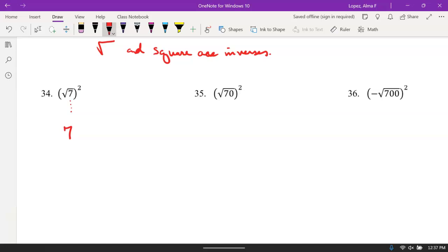Same thing here. That square root was squared. They're inverses of each other, so the inside just comes down. Same thing here. The square root and the square canceled each other out, so the 700 came down. But watch this. That square was also on this negative separately, but it's still on it. When you square that negative, it's like saying negative times negative, right? And that's going to give us a positive.